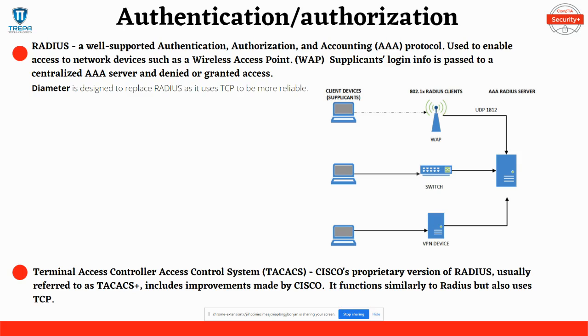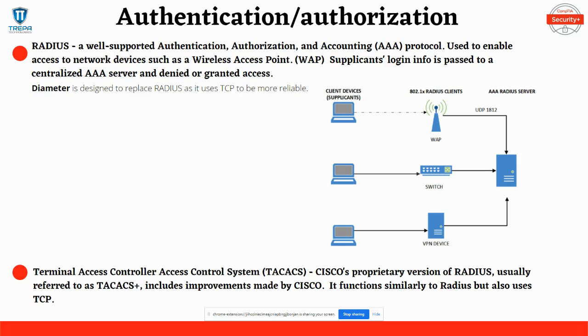RADIUS is an authentication, authorization, and accounting protocol used for NAC, network access control. RADIUS is an open standard protocol commonly used in wireless networks for authentication. RADIUS will not encrypt the entire payload, and it will only encrypt the password in a RADIUS packet.